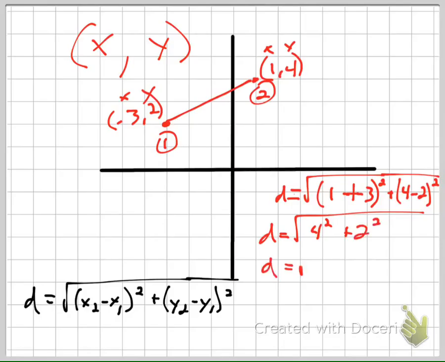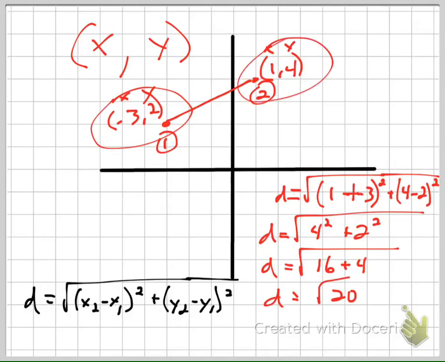D equals square root of, that would be 16 plus 4, which is D equals the square root of 20. Do you remember that's what we got before when we did the Pythagorean theorem? Right? So this is just a different way of doing the Pythagorean theorem. This time you're using the points that are out there. Does that make sense?